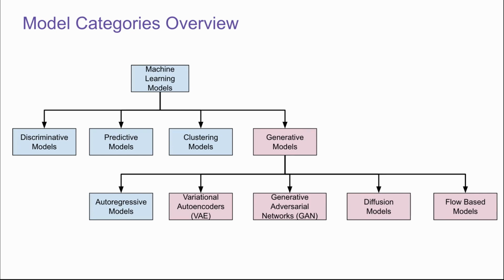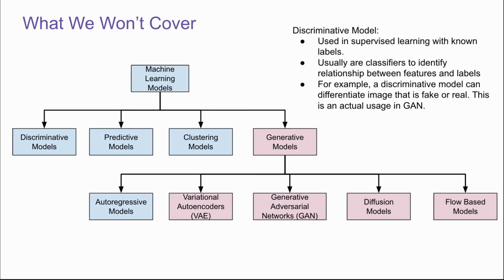In machine learning, you can generally classify models into discriminative models, predictive models, clustering models, and generative models. And for generative models, there's usually autoregressive, VAE, GAN, diffusion, and flow-based models. The ones that I marked in pink are what we want to cover today. Let's go through the other ones really quickly, just for completeness' sake. Discriminative models are used in supervised learning with known labels. They are usually classifiers to identify the relationship between features and labels. For example, a discriminative model can differentiate whether an image is fake or real, and it's used in GAN.